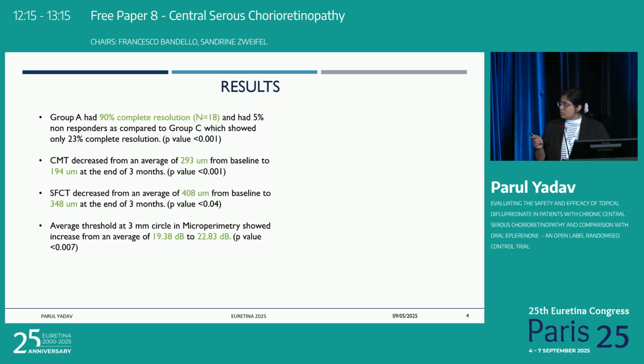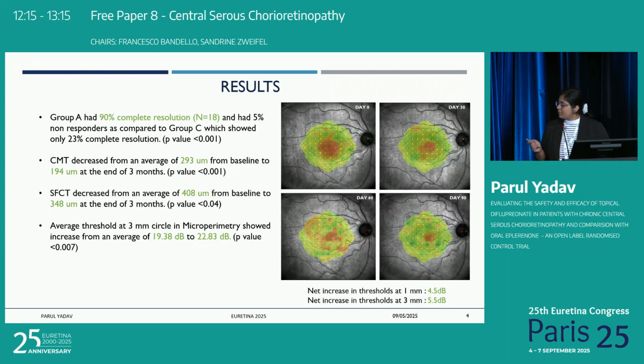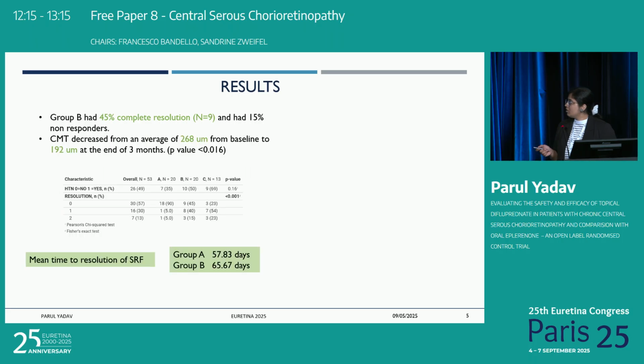Along with it, there was also a decreasing trend of central macular thickness, as well as subfoveal choroidal thickness, and a significant increase in the average threshold at the 3 millimeter circle at the microperimetry. So as we can see here, this is the OCT imaging of a patient in group A, which shows almost complete resolution of subretinal fluid at day 60. And similarly, we can see a net increase in the threshold of about 5.5 decibels.